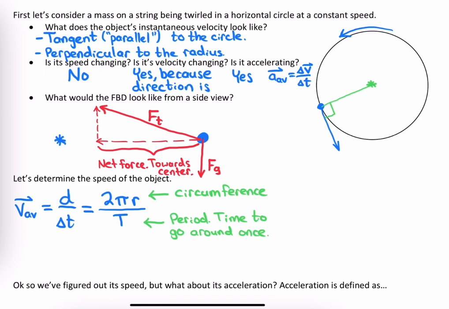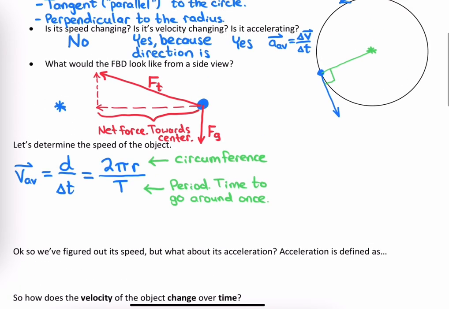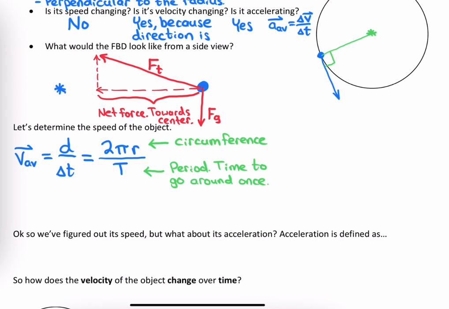Okay, so we figured out a formula for its speed, but what about its acceleration? That's kind of the next thing we might want to find. Remember I said there's three things going on here. We looked at its speed, we looked at its velocity, and its acceleration. Velocity is a little bit hard to find a formula for because, as we saw, velocity was always changing. As this thing goes around the circle, the velocity always changes its direction. So it's hard to find a formula for the velocity, at least for the direction part. But let's see if we can find a formula for acceleration.